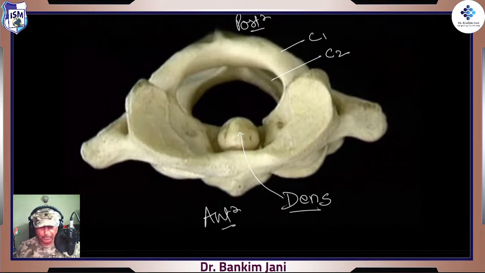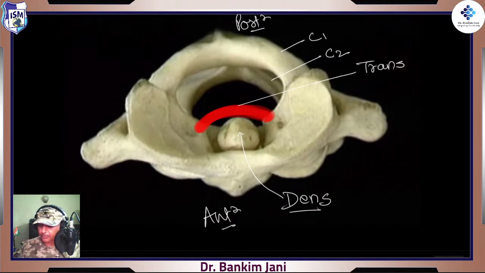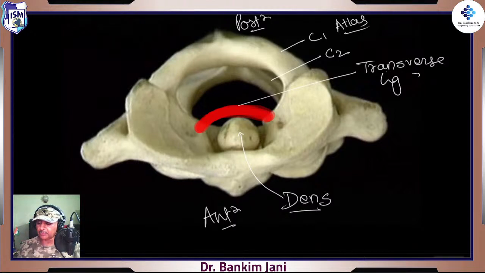So from here to here, there would be one very important ligament, and that is called the transverse ligament. This would be the transverse ligament of C1, the atlas. So this is the transverse ligament of the atlas.